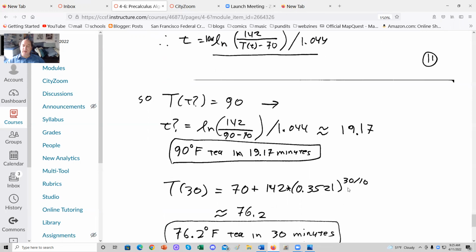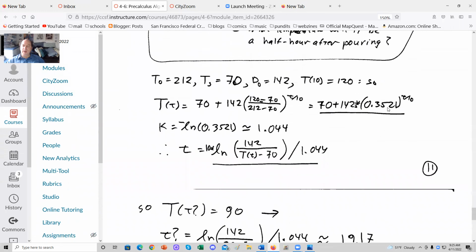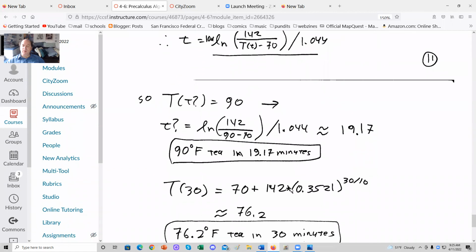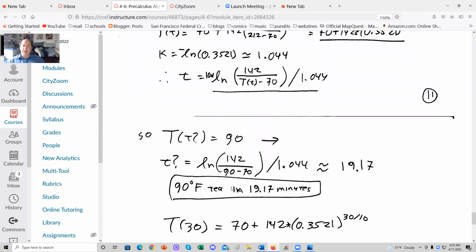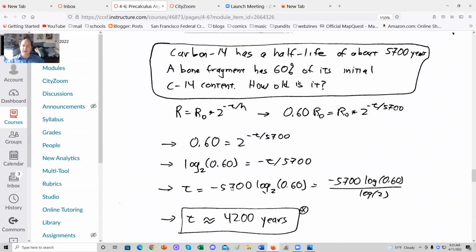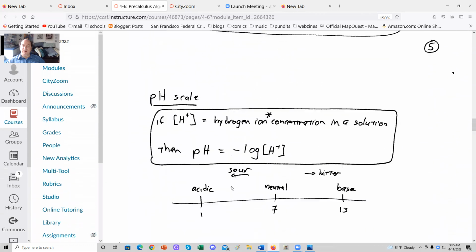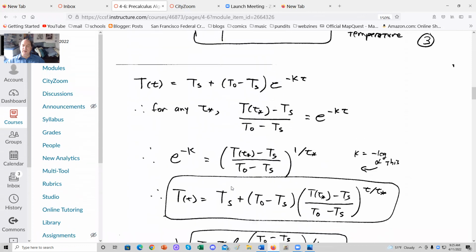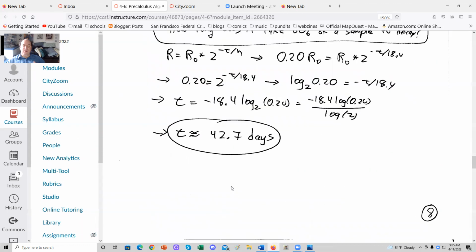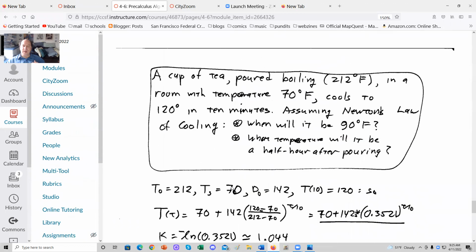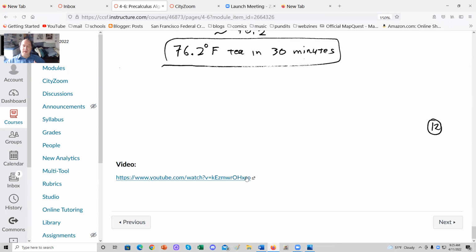T at 30, just plug 30 into the formula that we had here. So 70 plus 142 times 0.3521 to the power 30 over 10, that's 76.2. So it's 76.2 Fahrenheit degrees at 30 minutes. All right, so it all comes down to these rather gnarly formulas here and here. That's why I assigned the Newton's cooling problem as extra credit in the homework. All right, so there's that.